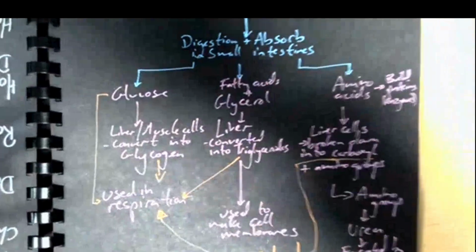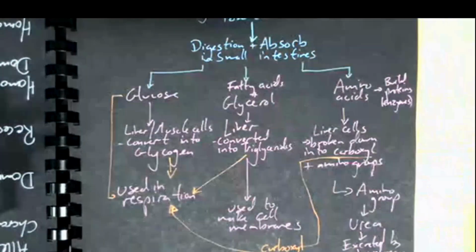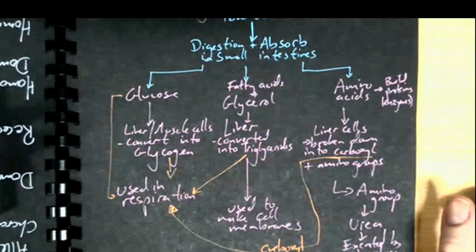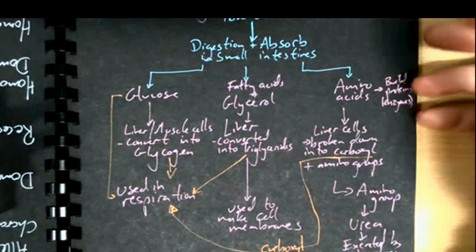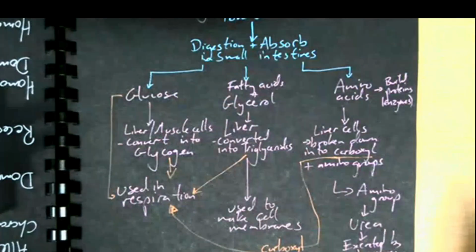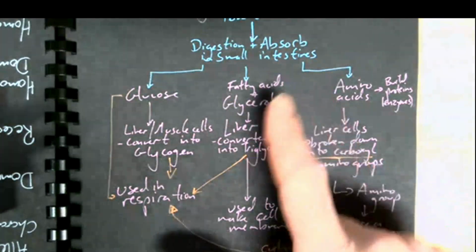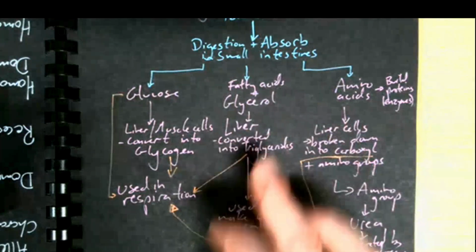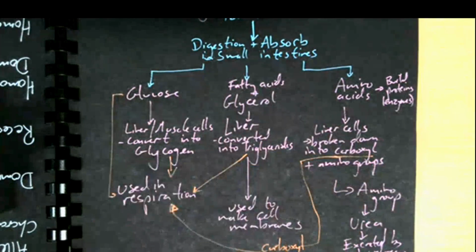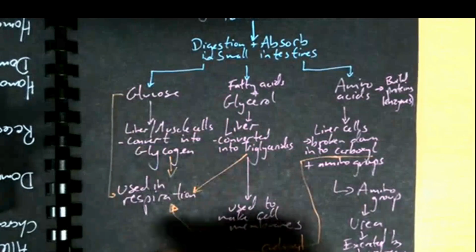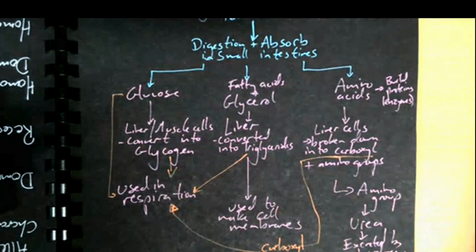Your body digests things and it absorbs them, and they're broken down and they're used for a number of different things. And for some of them, you're just going to excrete them straight away if you've had too much. Others are going to be used to make your cell membranes, or into respiration, or stored as glycogen as a storage molecule, or again used as respiration.